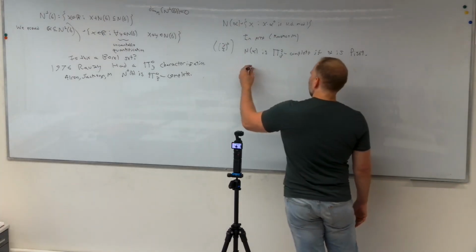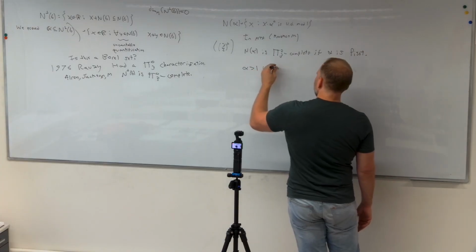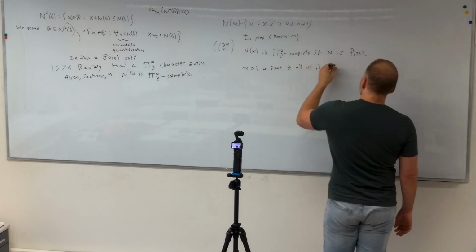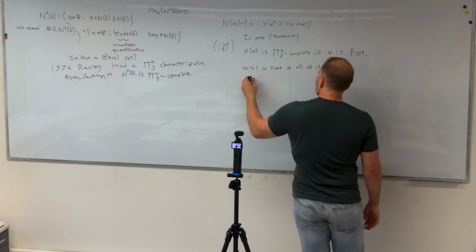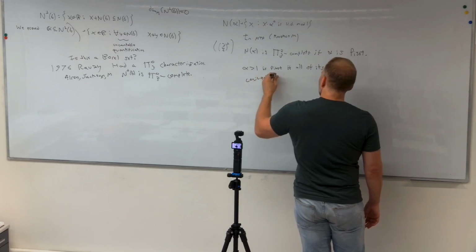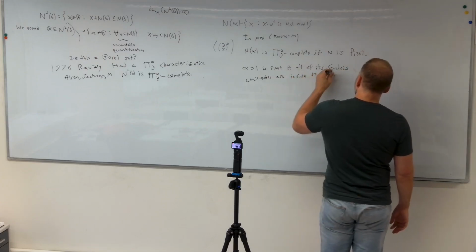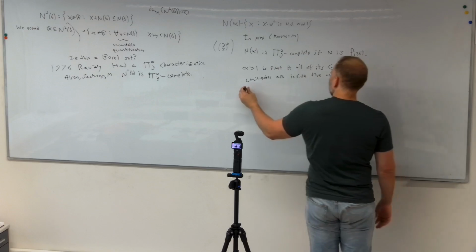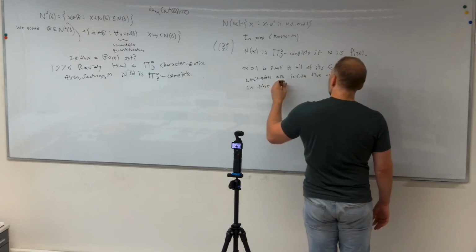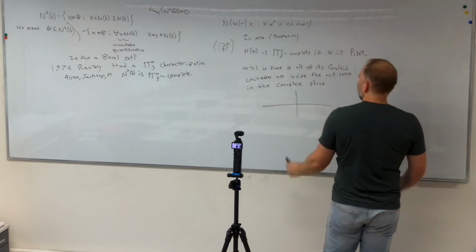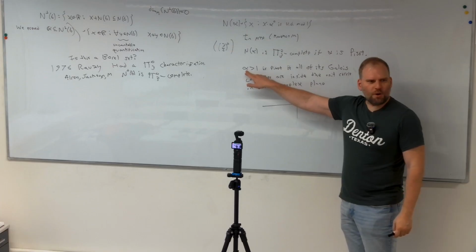So alpha greater than 1 is Pisot if all of its Galois conjugates are inside the unit circle in the complex plane. I'll draw a picture. So remember, what we mean by Galois conjugates is you take alpha, you take the minimal polynomial of alpha, and then you look at what are all the other roots of that polynomial. Those are the Galois conjugates of alpha.